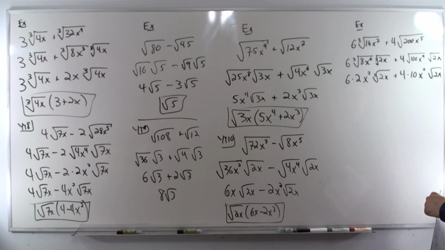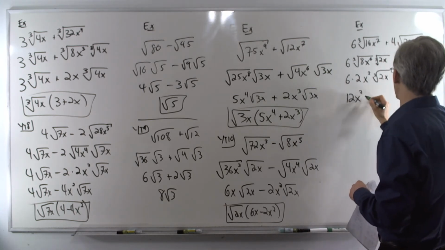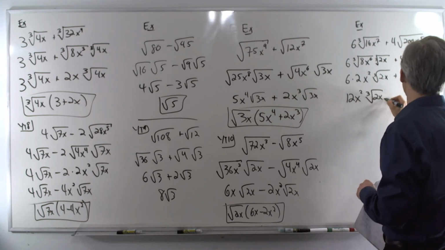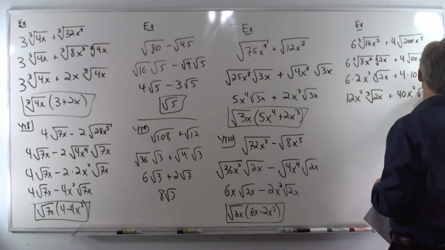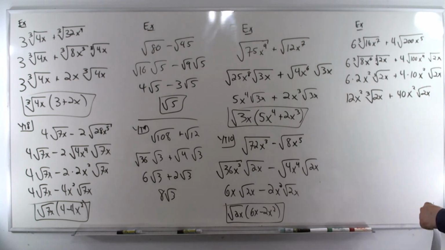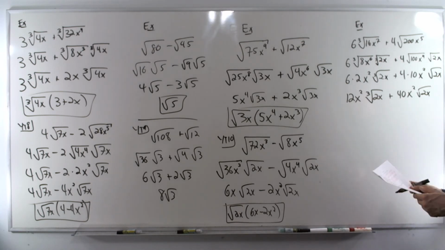All right, so now we're going to simplify a little bit. 6 times 2 is 12, so we get 12x squared times the 3rd root of 2x, plus 4 times 10 is 40, so we get 40x squared times the square root of 2x. Now at this point, we would normally factor and combine, but we have different indices here. Third root here, square root here, so we cannot combine this, so we're going to leave it just like that. And that brings us to your turn, number 11.